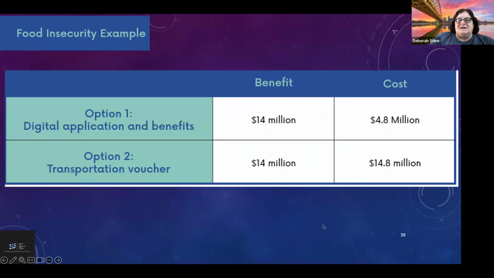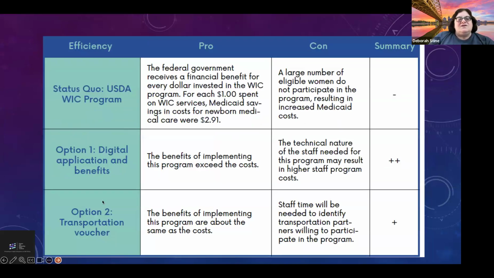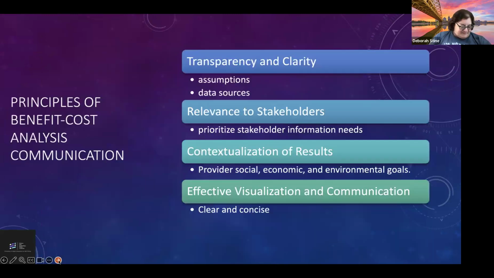So in this case, the cost of the transportation voucher outweighed the benefits, while the opposite was true for the digital option, where the benefits of the program outweigh the cost. So then you would put all the summary information together and come to the conclusion that the digital application, from the efficiency standpoint, made sense.